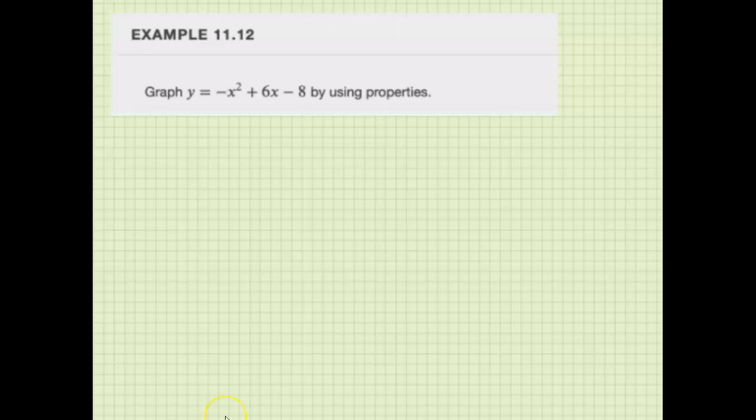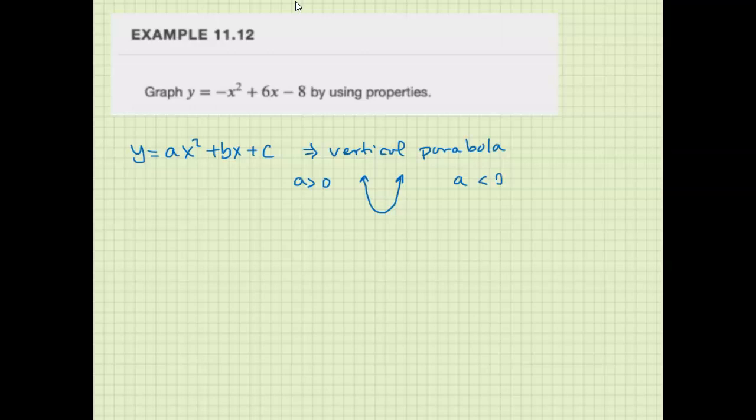So let's look at this example. We want to graph this parabola. Any parabola that is y equals x squared and some other stuff is a vertical parabola. So if we have y equals ax squared plus bx plus c, this is a vertical parabola. If a is positive, then its graph is going to look like this. If a is negative, its graph is going to be upside down.